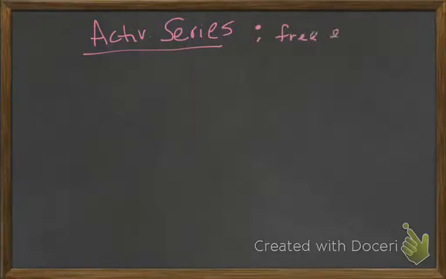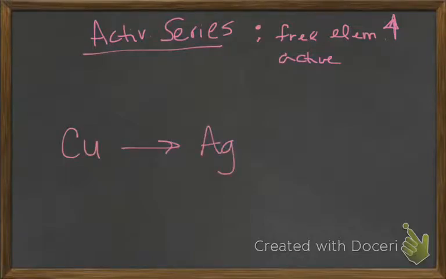In the activity series, you are looking for elements that are more active or reactive than what they want to replace. So in the activity series, we need to make sure that our free element is more active than what it's going to replace. Here was the example. We had copper trying to replace silver. The higher up in the activity chart, the more active it is. Is copper higher in the chart than silver?